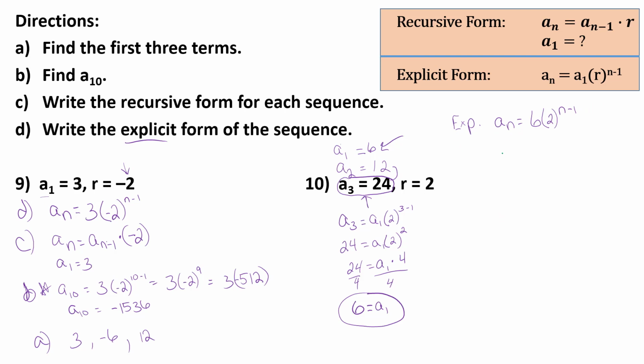With the explicit formula, I can say a sub 10 is equal to 6 times 2 raised to the 10 minus 1, which is 9th power. All right. And 2 raised to the 9th power, we saw it before. A sub 10 is equal to 6 times 512. And so our a sub 10 value is equal to 3072.